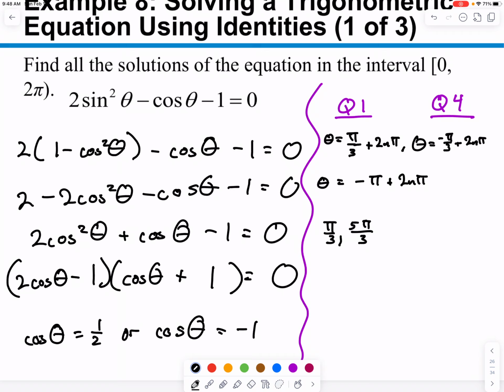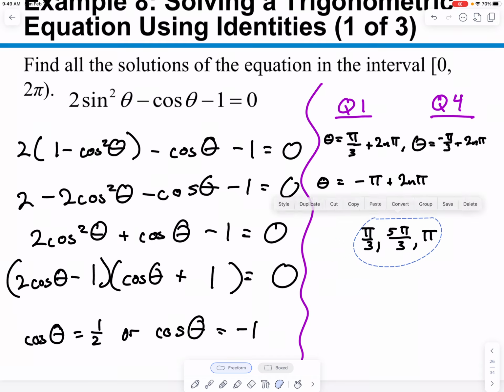Also when n is 1, 2 pi minus 1 pi is just pi. And then when n is 2, none of these work. They all go outside of the range. So we're getting these 3 results. I think when n is 2, they all are too big.